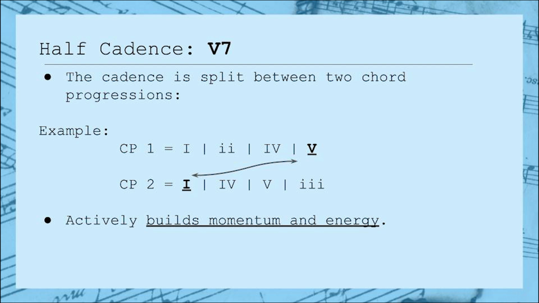This strategy essentially divides an authentic or deceptive cadence in half, and then uses it to bind 2 chord progressions together, launching one right into the other. As such, this is a fantastic choice for using in the middle of any music that needs to have high energy and momentum.